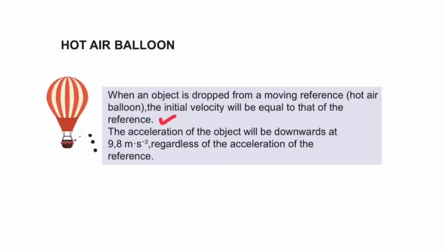What does that mean? If you have a hot air balloon that is going up at a constant velocity of 5 meters per second and you drop an object, the initial velocity of that object is going to be that of the reference, which in our case will be 5 meters per second. But then after dropping it, the acceleration of the object will be 9.8 meters per second squared, irrespective of that of the reference, right? Whether the reference was moving at a constant speed or it was accelerated, as soon as you drop it from the reference, it only takes its initial velocity. The acceleration will be 9.8 meters per second squared.